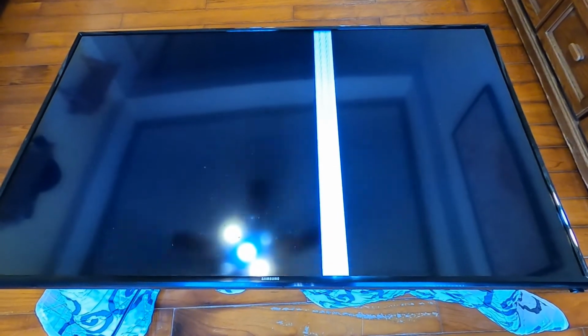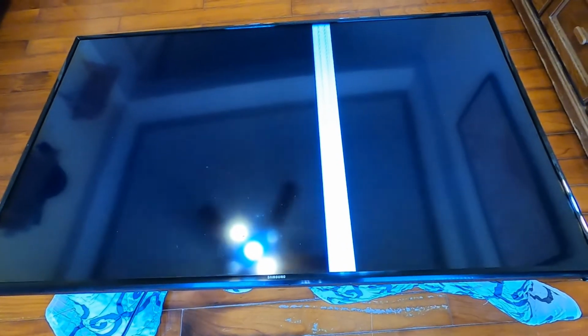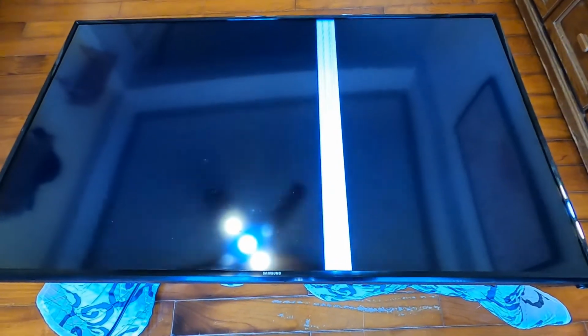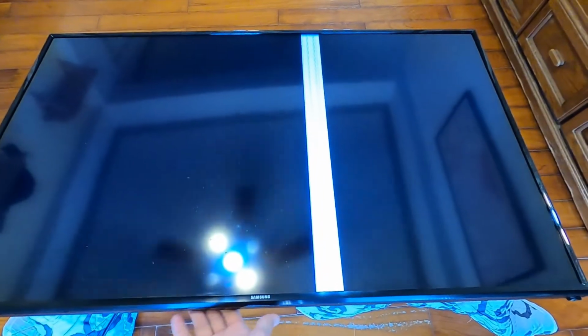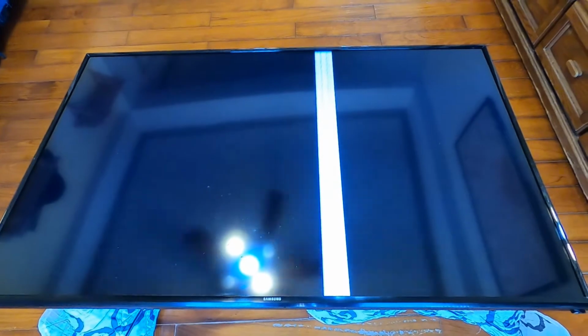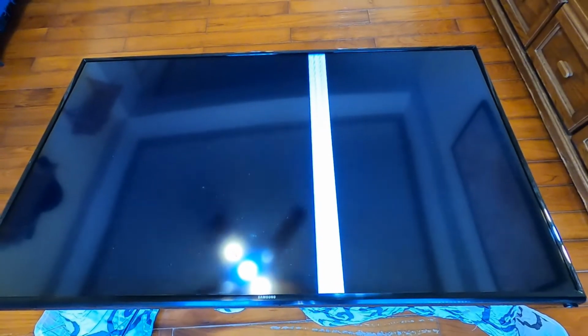As an overall problem, I'm wondering, is there a short? Is the LCD panel completely gone? What is the problem? If anybody knows, please let me know. And yeah, it would be much appreciated.